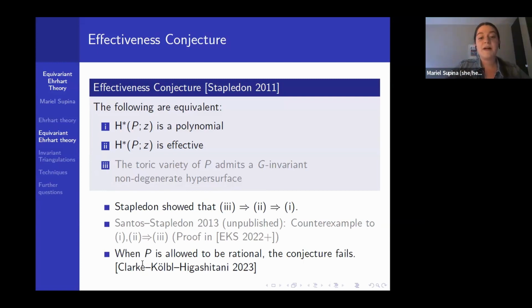Also, when the polytope P that you're working with is allowed to be rational, then the conjecture actually is not true. So polynomiality and effectiveness are not equivalent. And this was shown really recently by Clark, Coble, and Higashitani.